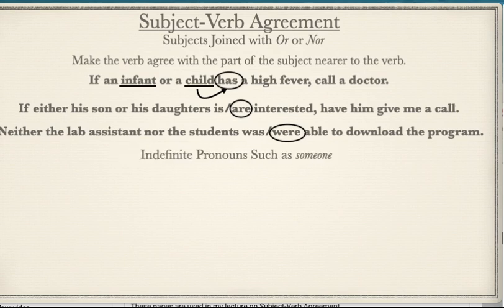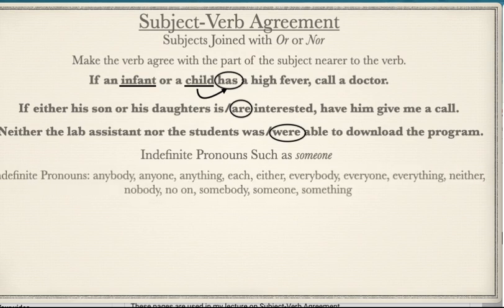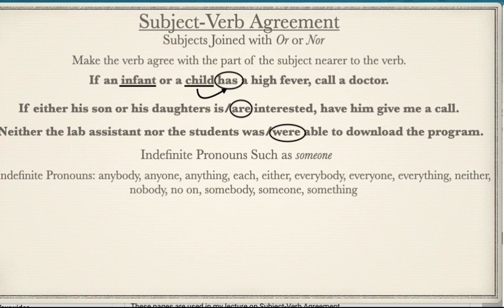Okay, let's talk about indefinite pronouns. So we're all familiar with pronouns, the common pronouns such as he, she, and it, but how about indefinite pronouns? These are pronouns that refer to non-specific persons or things. I'll not bore you by reading the list you see here, but this is a list of indefinite pronouns. And each of these is singular. That's the rule.